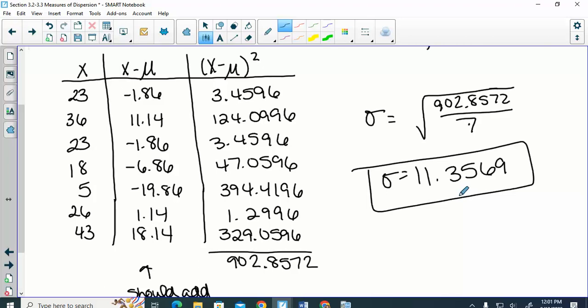All right. Do you guys want a faster way of doing this? It's kind of time consuming, isn't it? Okay, why don't you go to your calculator. All right, clear out the 2 lists that we have in our calculator. And in your L1, put these 7 values. Your 23, 36, 23, 18, 26, and 42.